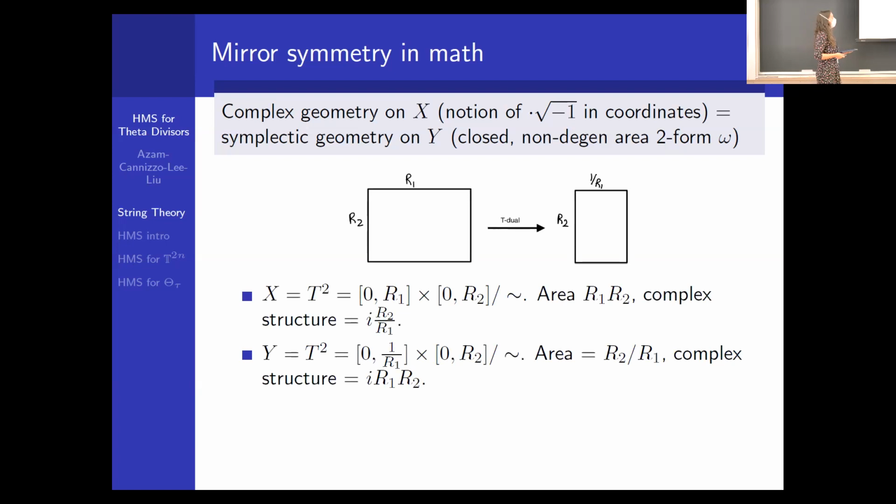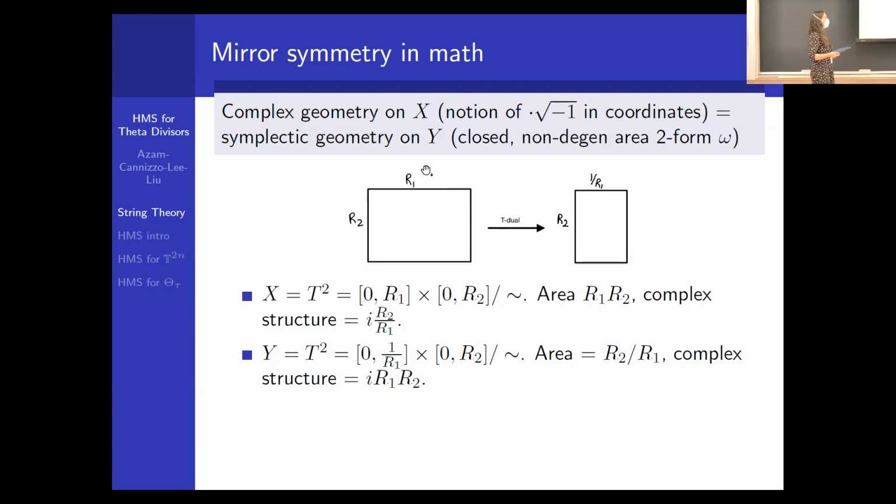So here's an example of mirror symmetry. We're just talking right now about the complex structure on one and the symplectic structure on the other. So we start out with a 2-torus with side lengths R1 and R2. The area is related to the symplectic form, so that's R1 times R2. And the complex structure, that's what happens when we rotate by 90 degrees, so multiply by i. We have a scaling by R2 over R1. So here's R2, here's R1.